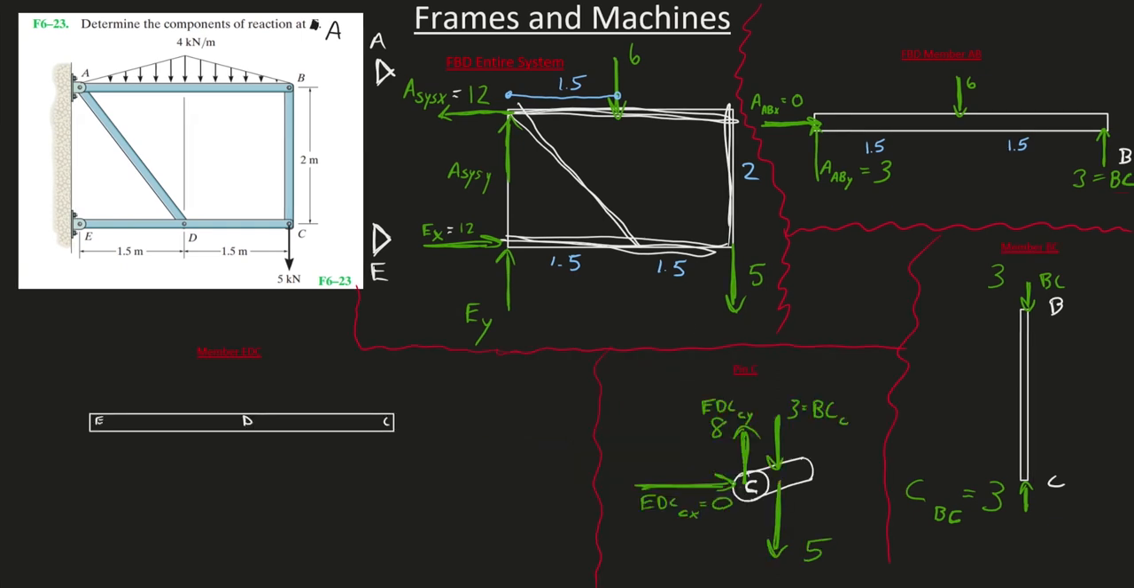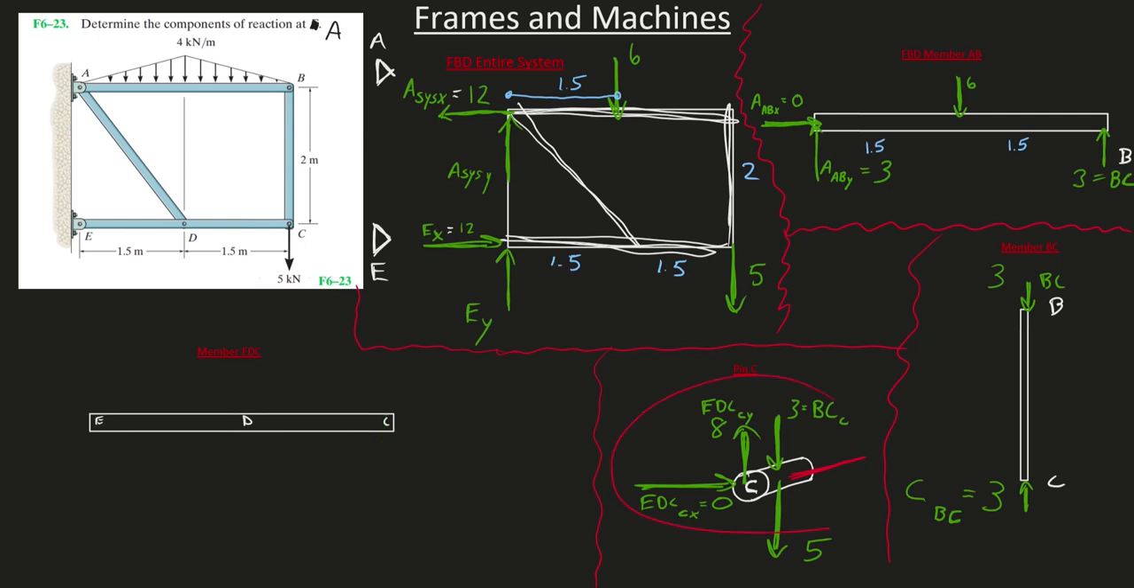So we'll analyze our member EDC next. Got to be very careful. This 5 kilonewton force acts only on the pin, as you can see from the picture, and it kind of gets tough there to see that, but you can see that that line is directed to the pin. So I'm not going to write this 5 here. That'd be a big no-no.